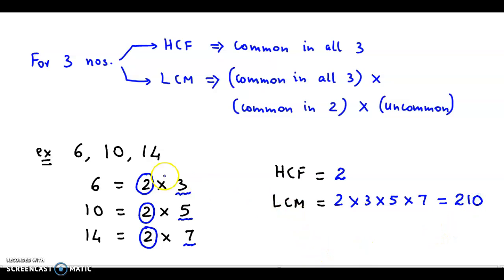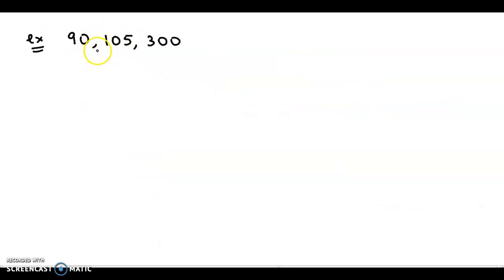Let's take one more example related to this. Let's consider these three, 90, 105 and 300. So let's factorize these. So this would be 9 into 10, but we could further split this. 9 could be written as 3 into 3, and 10 we could split as 2 into 5. So we obtained all the prime factors.